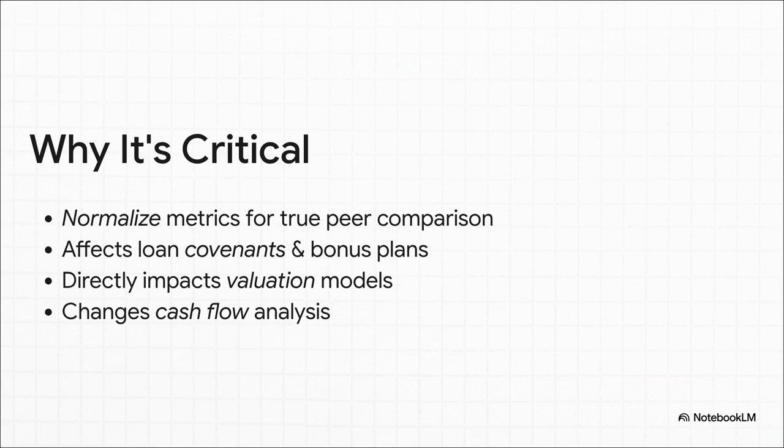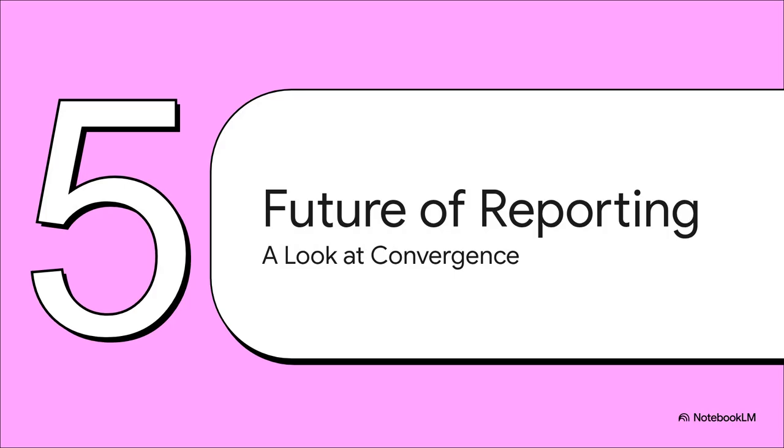So, for anyone out there who's analyzing a company, this is absolutely crucial stuff. First, you've got to normalize the numbers if you want a true apples to apples comparison between peers. But it goes way beyond that. Think about it. These differences can affect whether a company is in compliance with its bank loans or whether the CEO gets their bonus. It directly messes with valuation models, potentially changing a company's worth by millions. And it can even change how you look at cash flow, since IFRS is more flexible on where you classify things like interest payments.